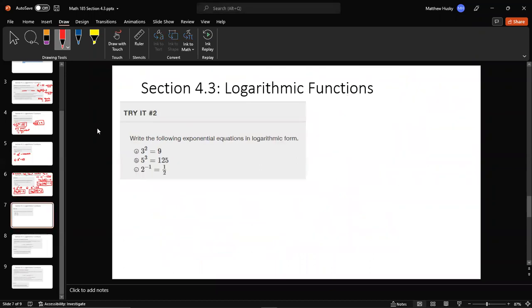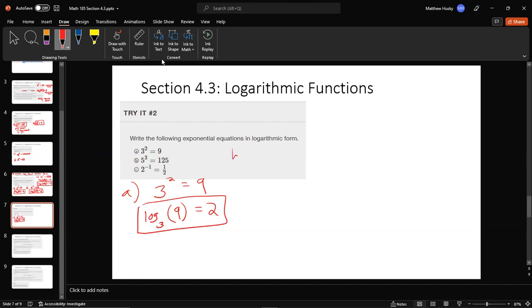What is this? Write these in logarithmic form. So this is just more practice with what we have been doing here. You've got 3 squared equals 9. You can write that as log of base 3, the base of the power. 9 comes over here, 2 goes over there, and there you have it. That is the log statement of that equation. The next one, 5 to the third equals 125. Well, the base is 5, so we're going to do log base 5. We're going to put 125 now on the left with the log, and then what it equals is the power, which is 3.